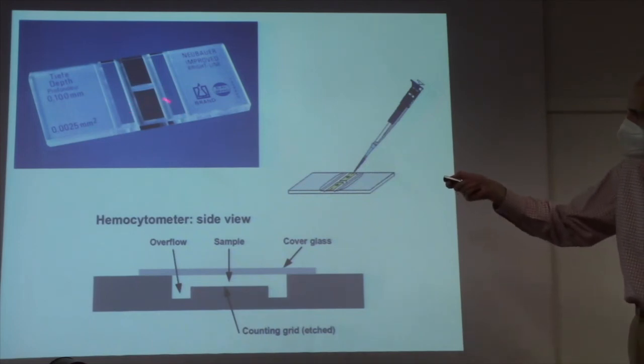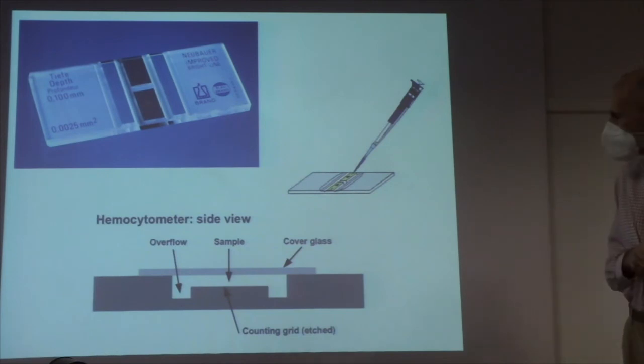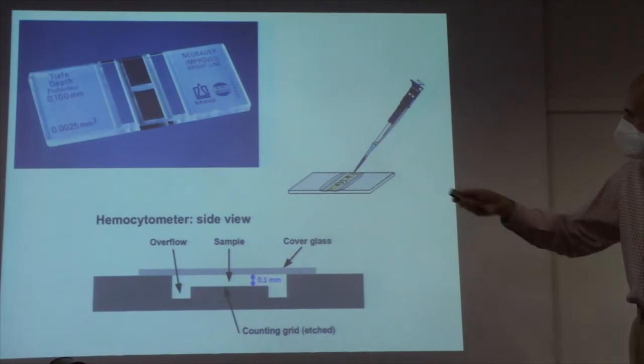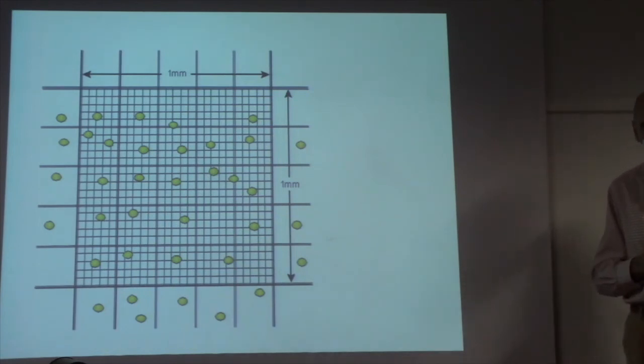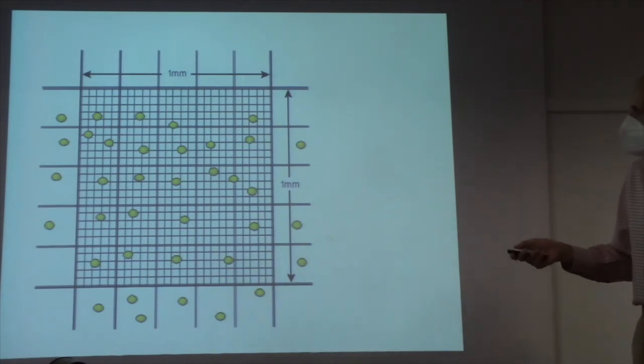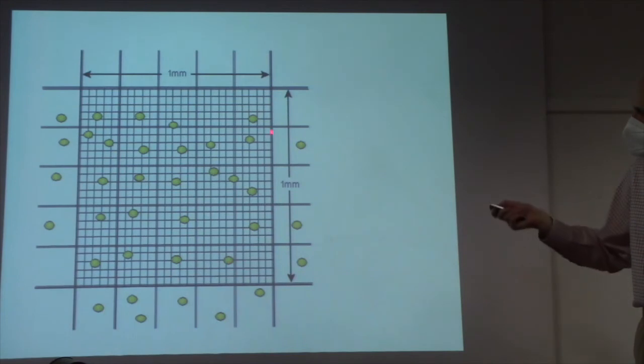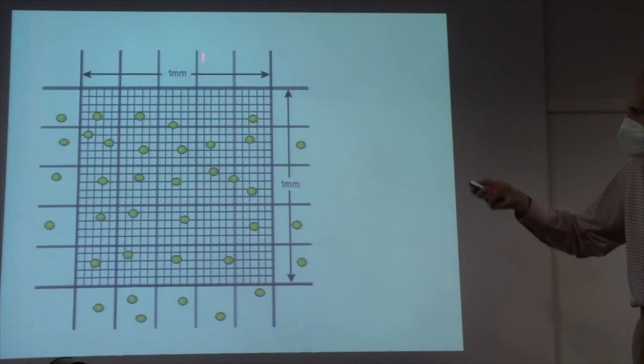Now, let's enlarge this section here. This section is identical to this one, so you can do two measurements without washing the hemocytometer. This section here contains a grid like this, which is made by very thin incisions in the glass. And this is a 1 millimeter square, further subdivided into smaller squares.